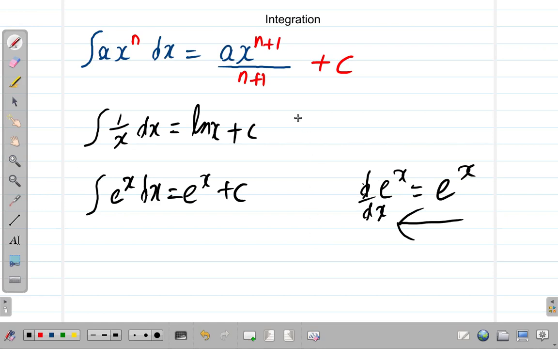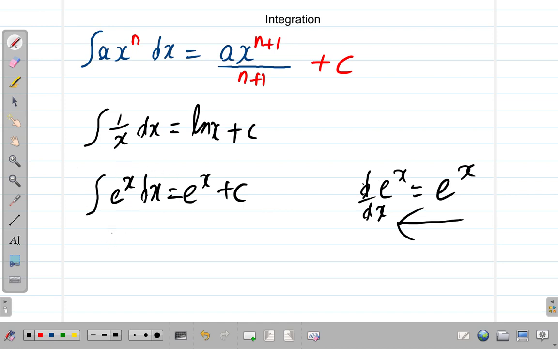In our previous video, we saw these results here. When you integrate a power of x, you add 1 to the power to get a new power and divide by the new power, and of course you add your constant of integration. When you integrate 1 divided by x, you get ln x plus c, the constant of integration. When you integrate e to the x, you get e to the x plus c, the constant of integration.